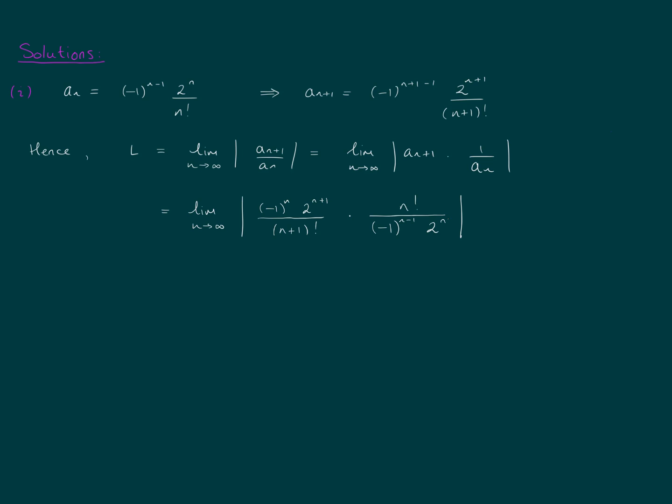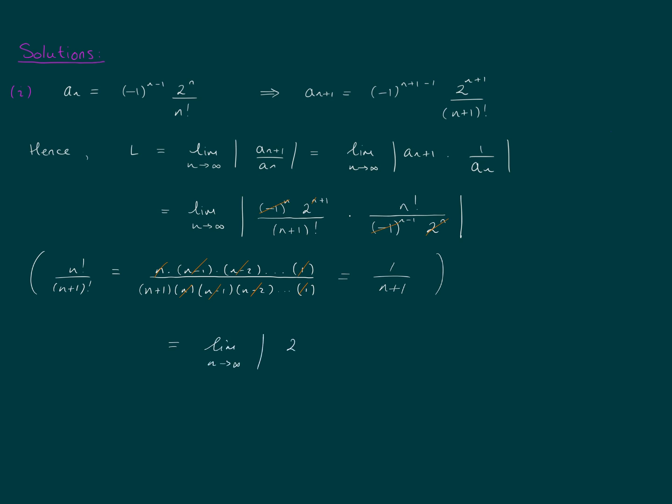Now, we want to see what cancellations we can do. The 2^n will cancel with the 2^(n+1), leaving us with a 2. The minus ones we don't care about because we're taking absolute value. Now, how do we deal with the factorials? n factorial was n times n minus 1 all the way down to 1. (n+1) factorial is going to be n plus 1 times n times n minus 1, and again all the way down. The only difference between the top and the bottom, after all these cancellations, is that on the top we have this extra term of n plus 1. So this is equal to 1 over n plus 1. Now I'm going to fill that into the limit: the absolute value of 2 over n plus 1. And this limit is 0. In particular, it's less than 1.